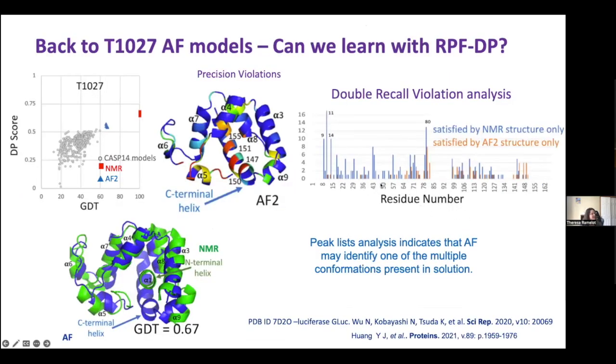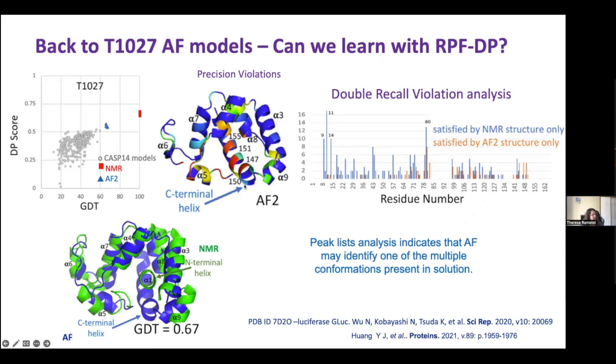So I said I was going to come back to this structure, this model, and what we can learn. It turns out this is the one where the AlphaFold structures had the lower DP score and not as good agreement with the NMR structure. The first thing we did was use the precision violations and plot those onto the structure. You can see that in red are the very bad precision violations. That means that based on this AlphaFold structure, you would expect short distances between protons in this helix that are missing from the data. And so that's why it's in red.